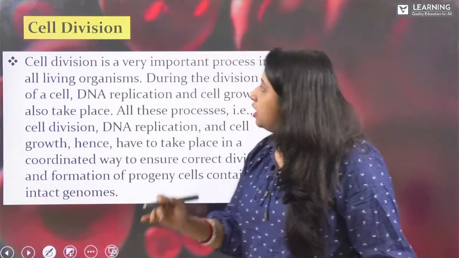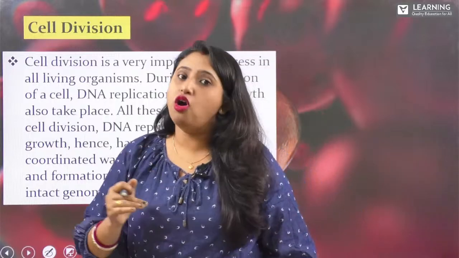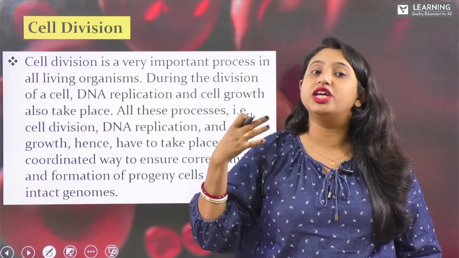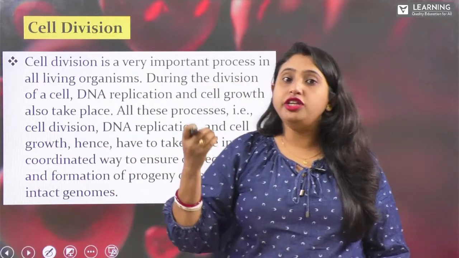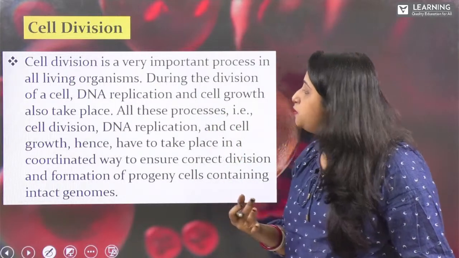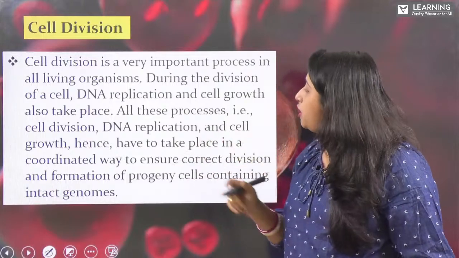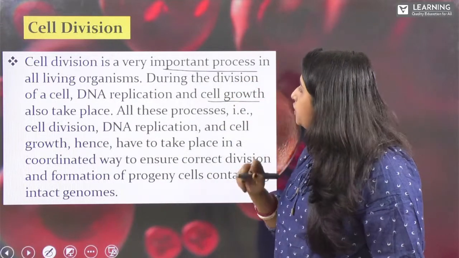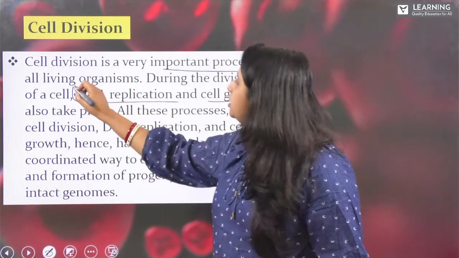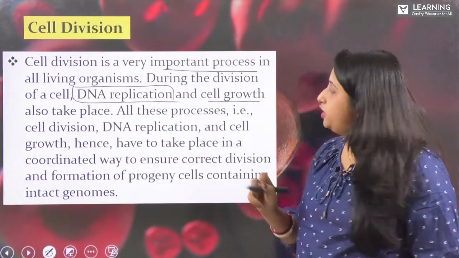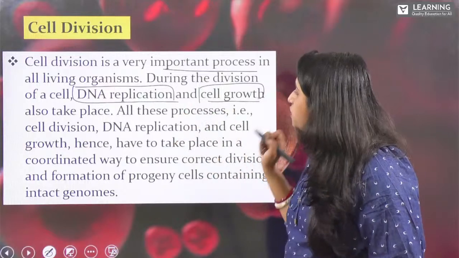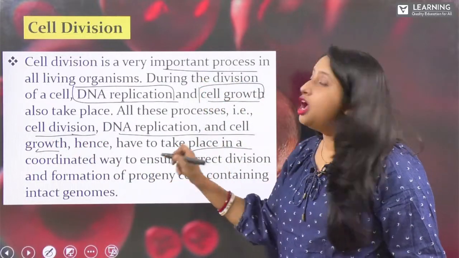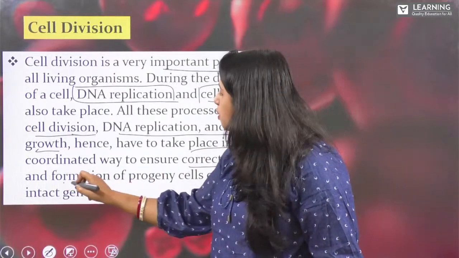So let's see now, what is cell division? Why is it very important? Because it is necessary for the formation of a new living organism. It is responsible for cell division, for DNA replication, right? And also for cell growth. It is an important process in all living organisms because during the division of cells, the DNA replicates. Number one is replication of DNA, then cell growth also takes place, and all this process has to take place in a coordinated way in order to ensure correct division and formation of progeny cells.